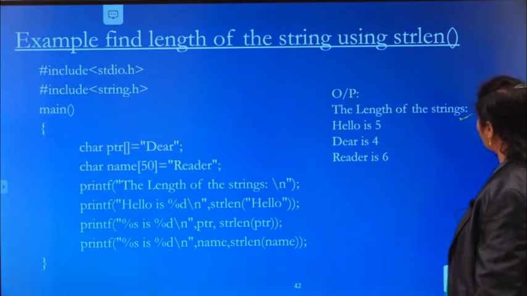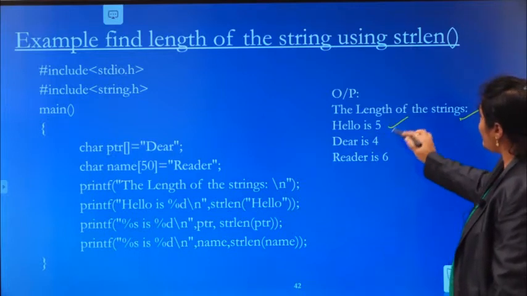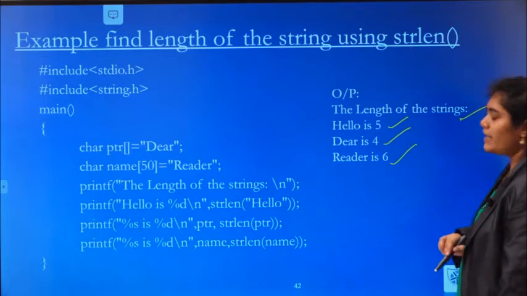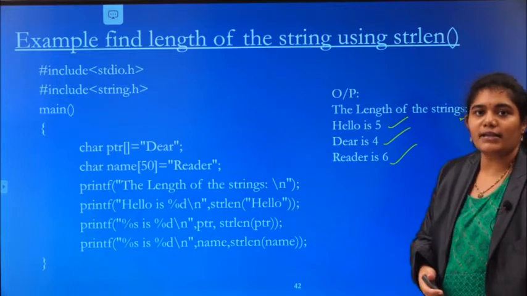So, this is the output. The length of the strings: hello is 5, dear is 4, and reader is 6. This is the way you can get the output.